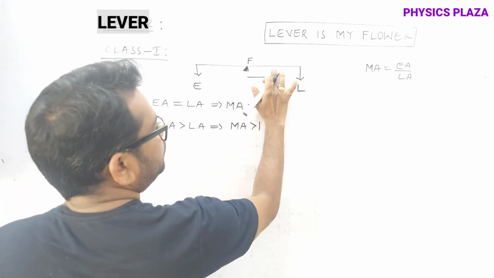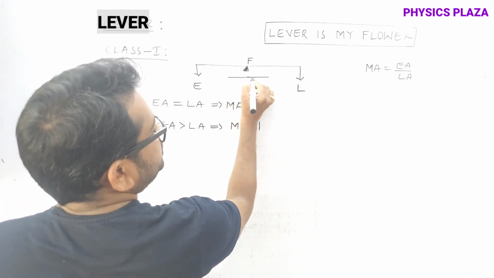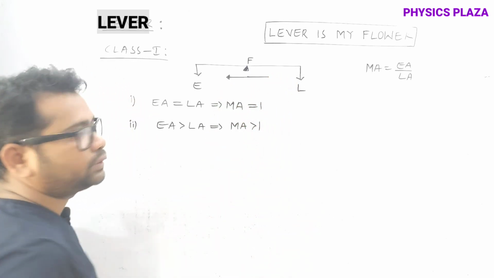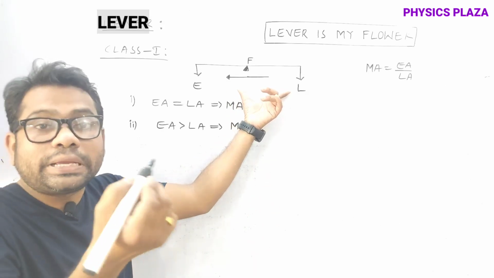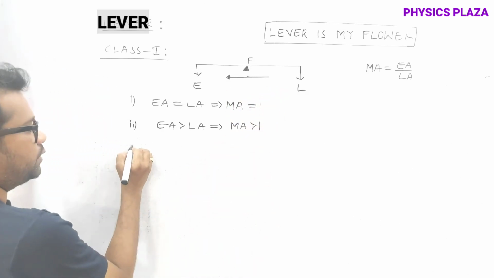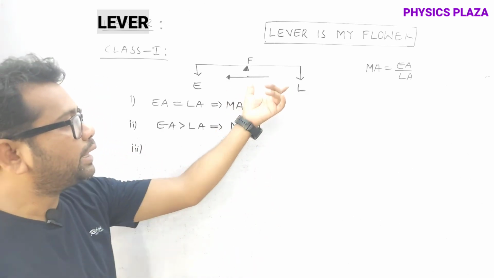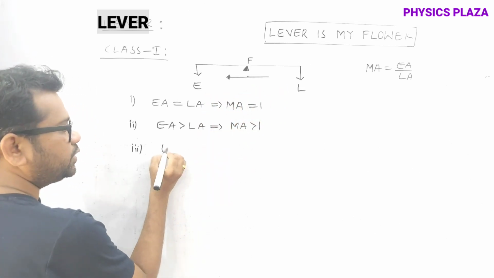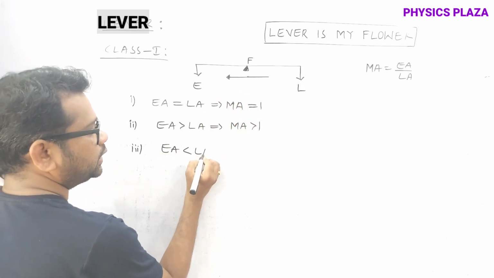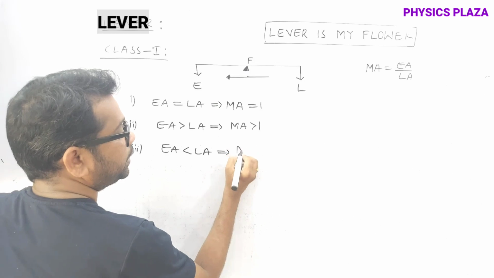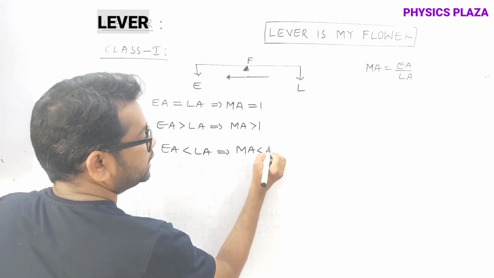If not, suppose this fulcrum is shifted towards the effort, then what will happen? Load arm will be increased. So the third one: if the load arm is greater than the effort arm, or the effort arm is less than the load arm, then what will happen? Mechanical advantage will be less than 1.